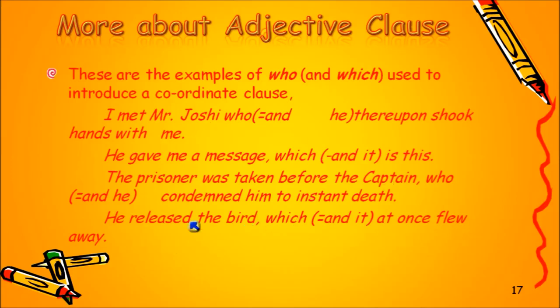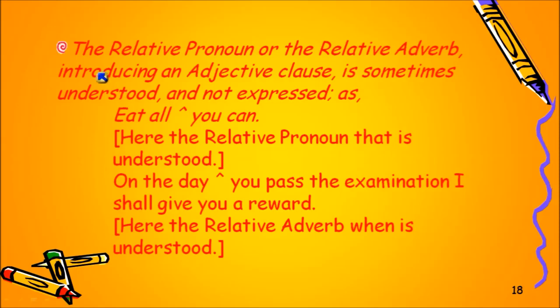So every sentence that we have produced here as an example is not a relative clause or adjective clause. These are rather coordinate clauses. And here the relative pronoun and relative adverb introducing an adjective clause is sometimes understood and not expressed, as in "it is all you can."